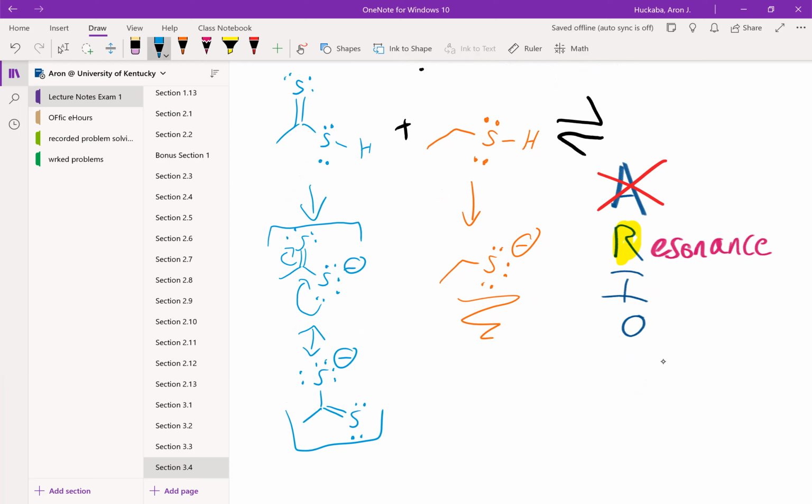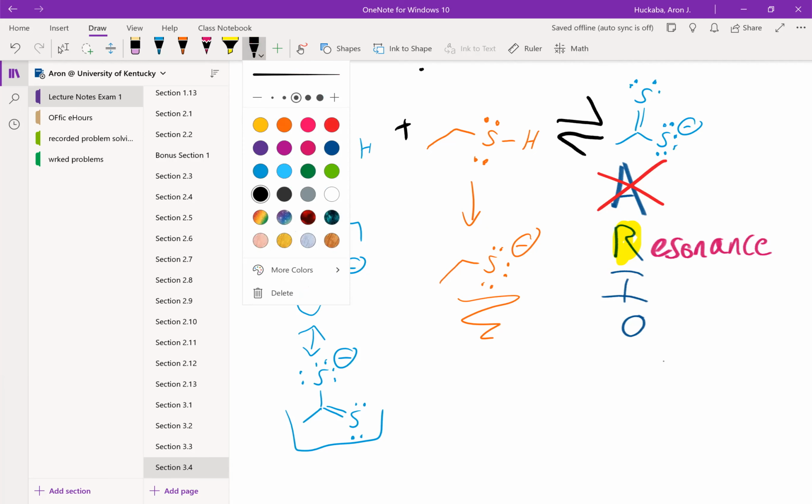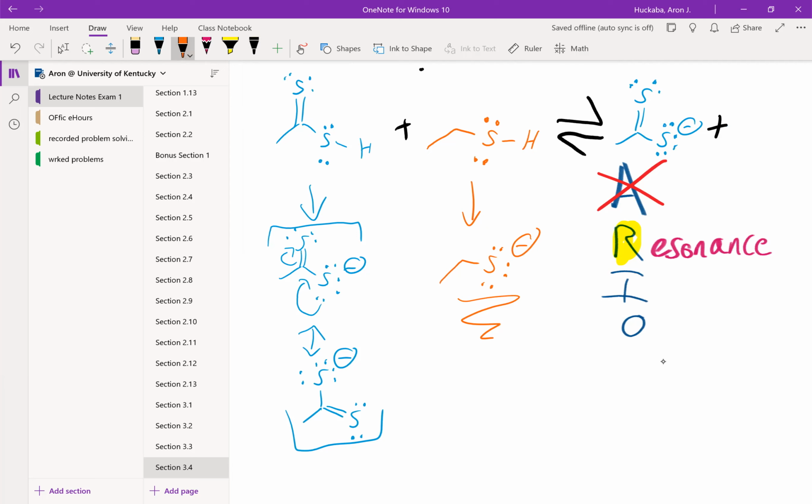And so your reaction then looks like this, because the molecule in blue is the strongest acid. And we know it's the strongest acid because its conjugate base is the most stable. There we are. And we know this reaction occurs by the lone pair on this sulfur coming and taking this proton, and those electrons coming right back to the other sulfur there.